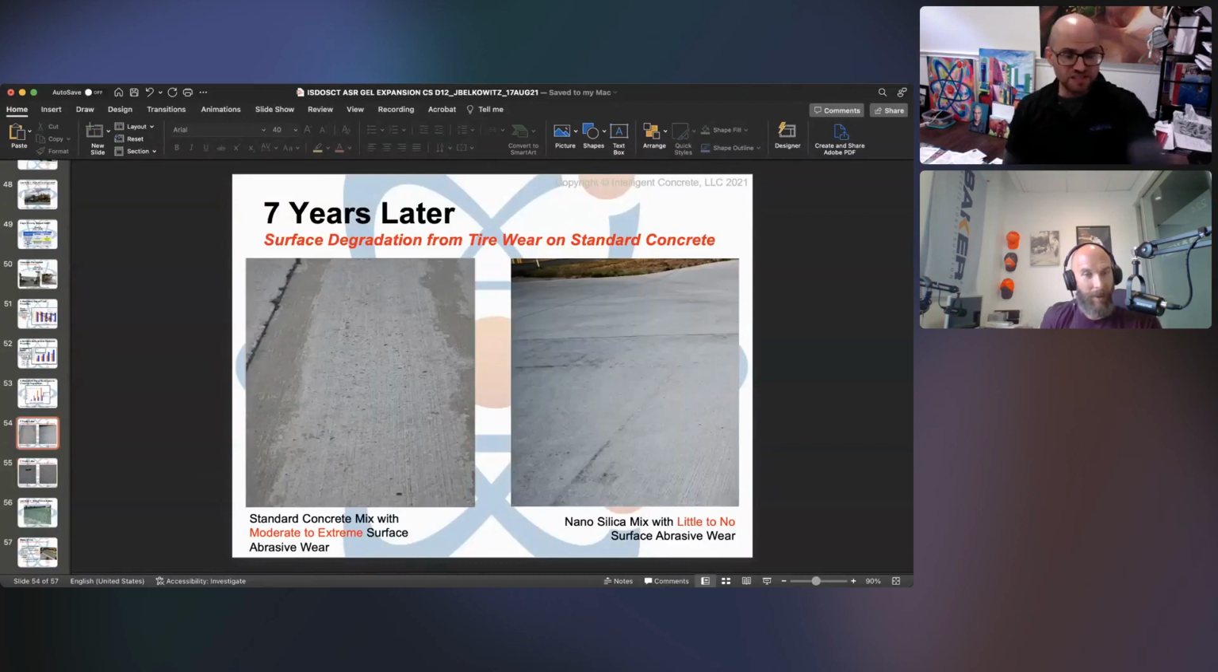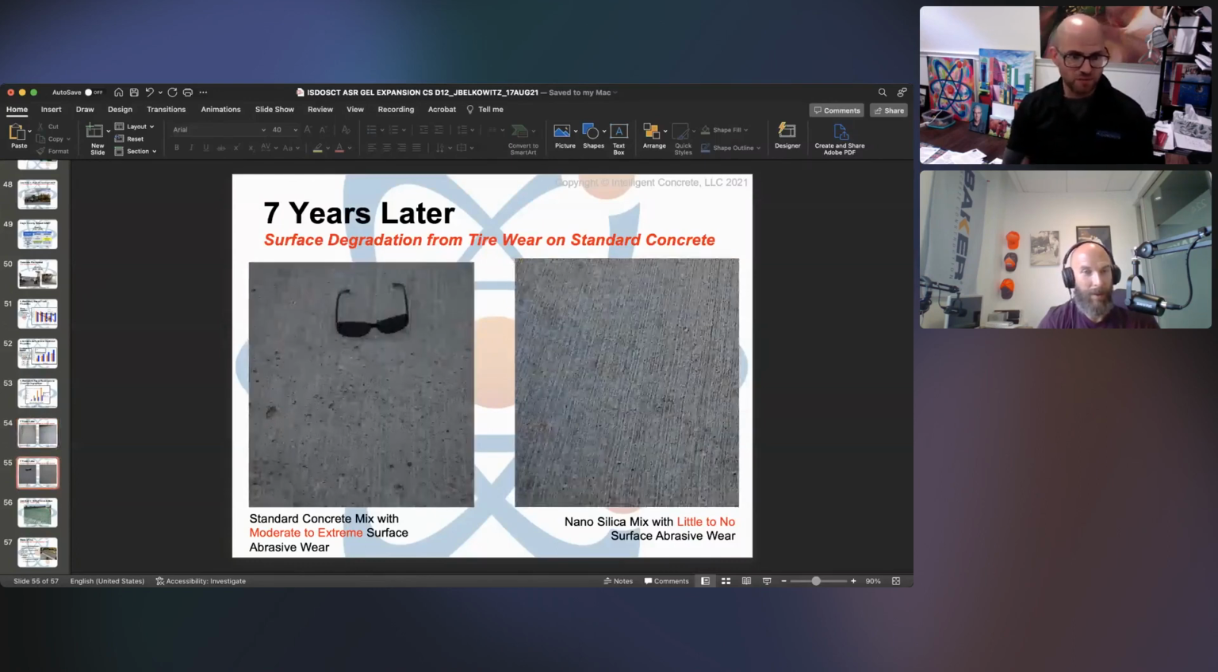And you can see the moderate to extreme surface wear where we got exposed aggregate in the standard concrete. With the nanosilica, there was little to no surface abrasive wear. And then when we zoomed in on it, you can see where the aggregate is showing through, and then you can still see the burlap lines that are being dragged behind the paver.